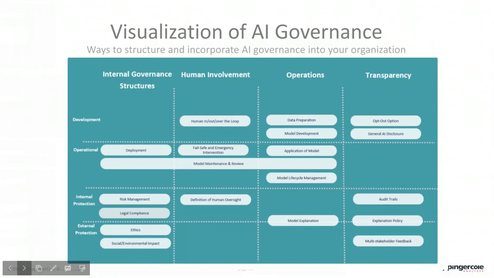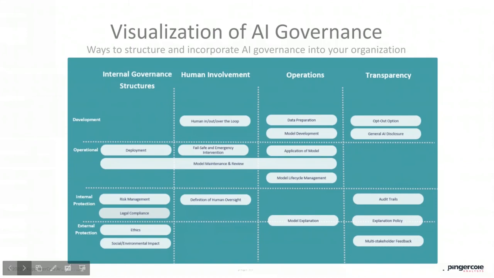Then thinking about the human involvement question. What is your organization's policy for human in the loop, out of the loop, or over the loop regarding decisions made by the model? We'll come back to this terminology a bit later. What fail-safe or emergency interventions by humans are in place during the model deployment? And what is your organization's definition of human oversight?